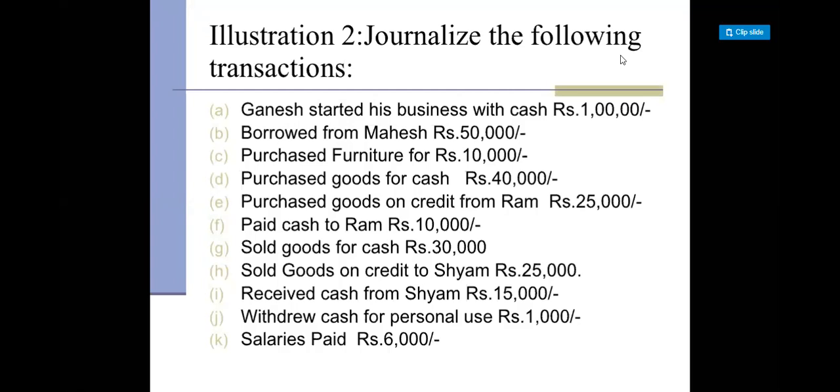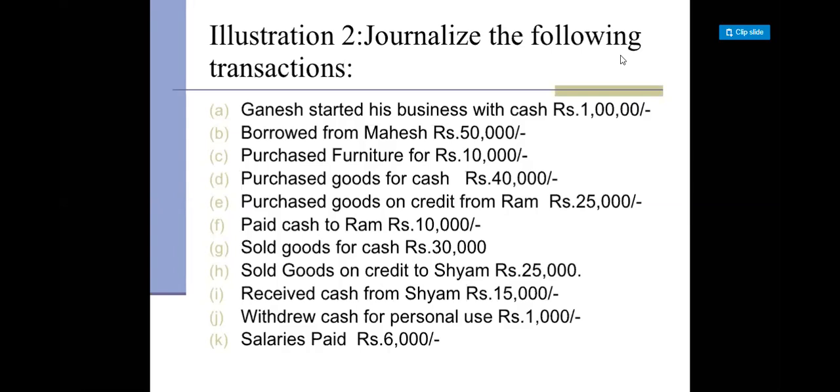Okay. Now the question on your screen is: journalize the following transactions, in which Ganesh started his business with cash rupees 1 lakh. Yes, it is written 10,000, but that is by mistake, it should be 1 lakh. Now in this we know there are two terms, one is cash and the other is Ganesh's capital. Cash is our real account. कैश आपका real account है.